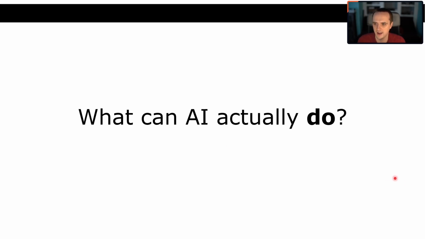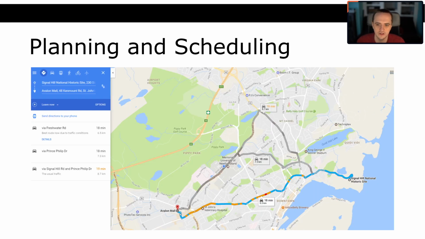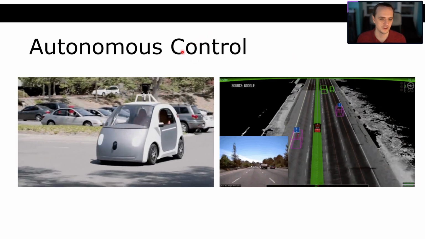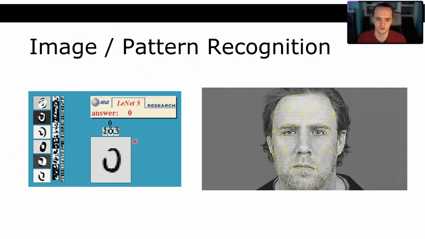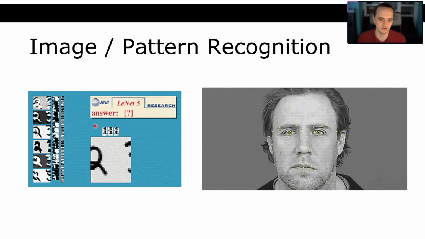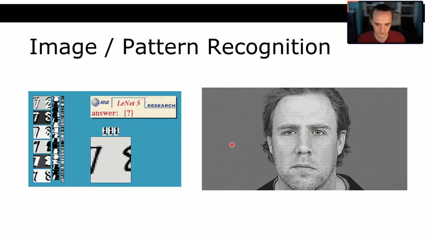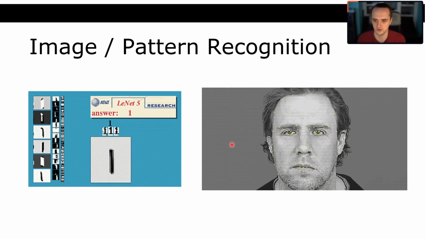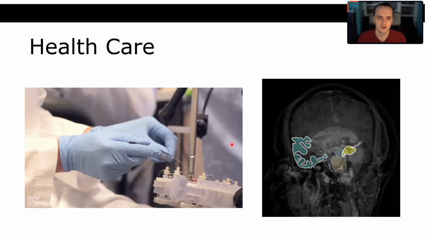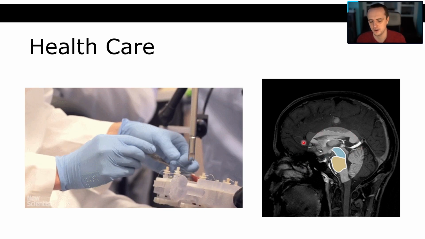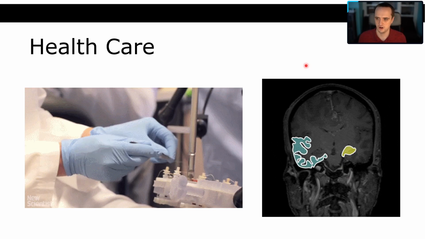But what could AI actually do for us? We could do things like Google Maps. Google Maps is a heuristic search algorithm, right? So planning and scheduling, we can have autonomous control for things like robotics or self-driving cars. We can do image and pattern recognition, facial recognition being one of the more evil things that has ever been invented. I am completely against the use of facial recognition for everything. We could have healthcare systems, so like robotic surgery, brain tumor recognition, all that sort of thing.